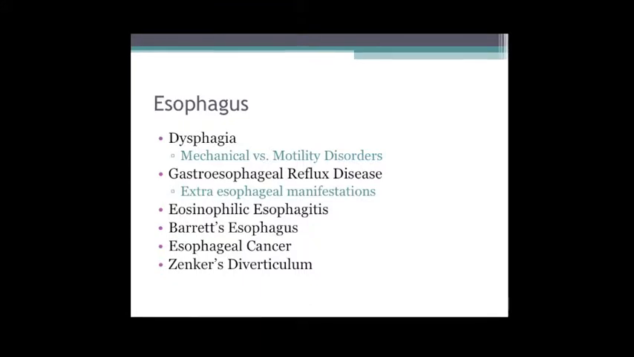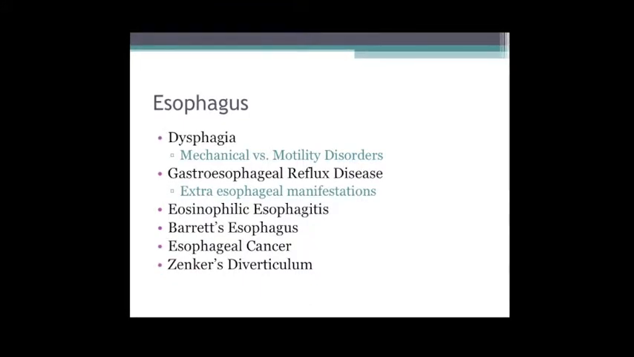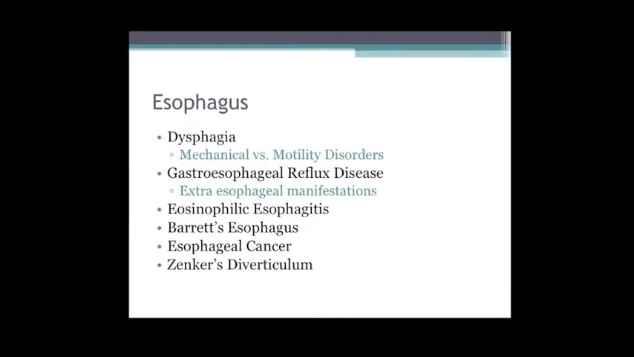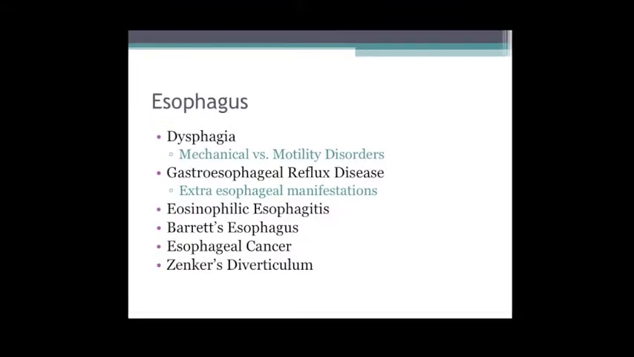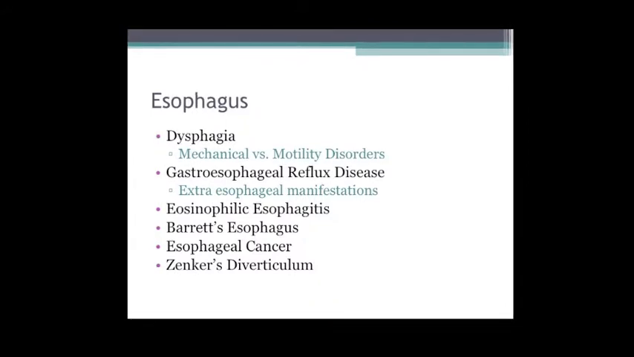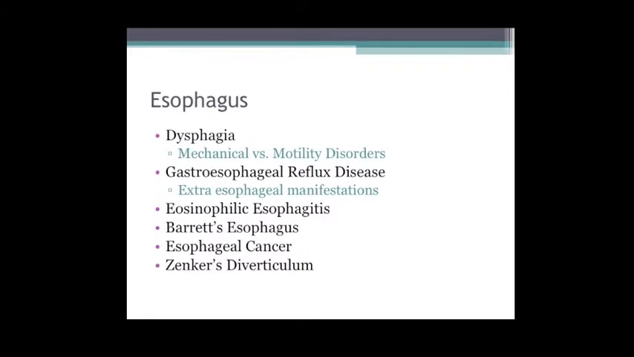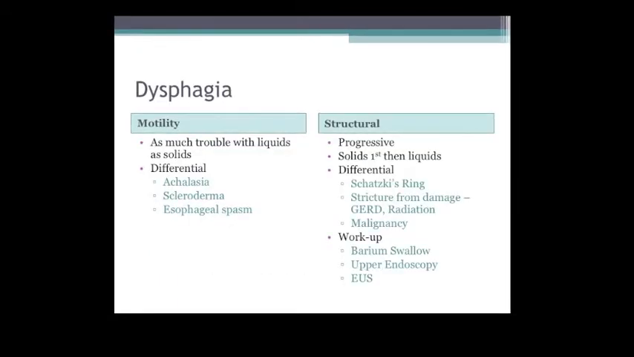Eosinophilic esophagitis is something that you're likely to see because we're seeing much more of this, and I'll show you what the classic endoscopic picture is, and we'll talk about eosinophilic esophagitis. Barrett's esophagus and esophageal cancer go hand in hand, and then Zenker's diverticulum: you could potentially get a history that would be suggestive of that entity. These would be the common kinds of things.